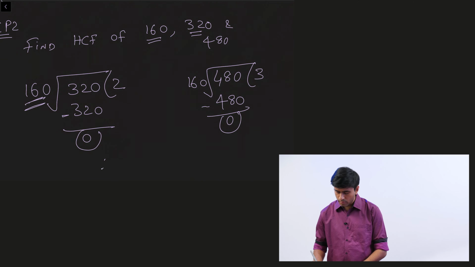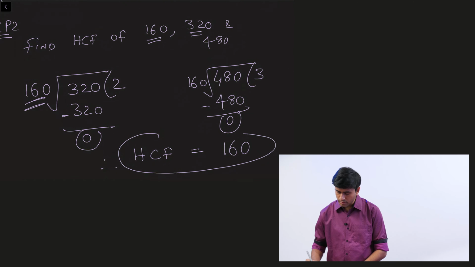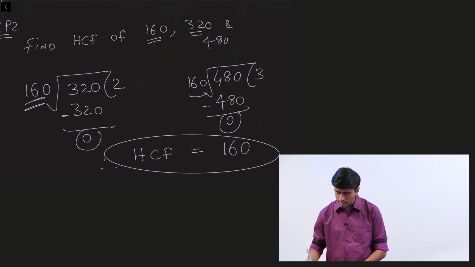Therefore the HCF of those three numbers is 160. This is how you get the 160, because the last divisor is 160. So I'm going over the steps once again.